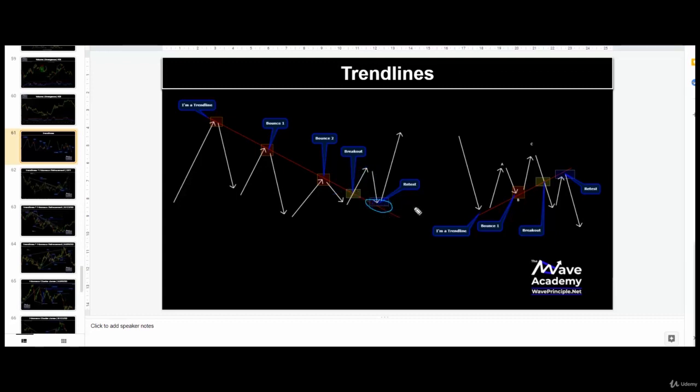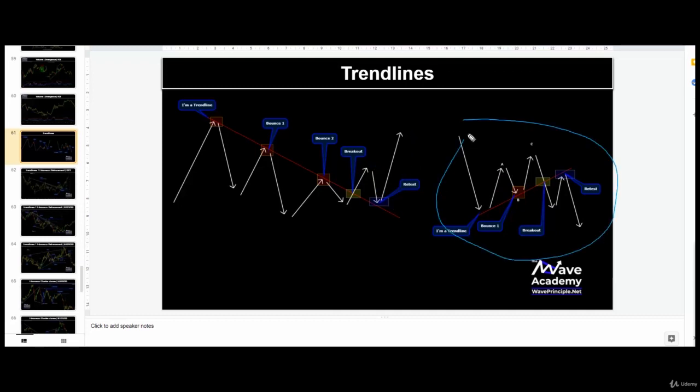Not always is it gonna touch the trend line, but it will for sure do some sort of retracement of the 382 or the 618, depending on the pattern that it's doing. But the price is gonna go back and then it goes away. So you don't buy here and you don't buy on the breakout. You just wait for the retracement and then move along with the wave.